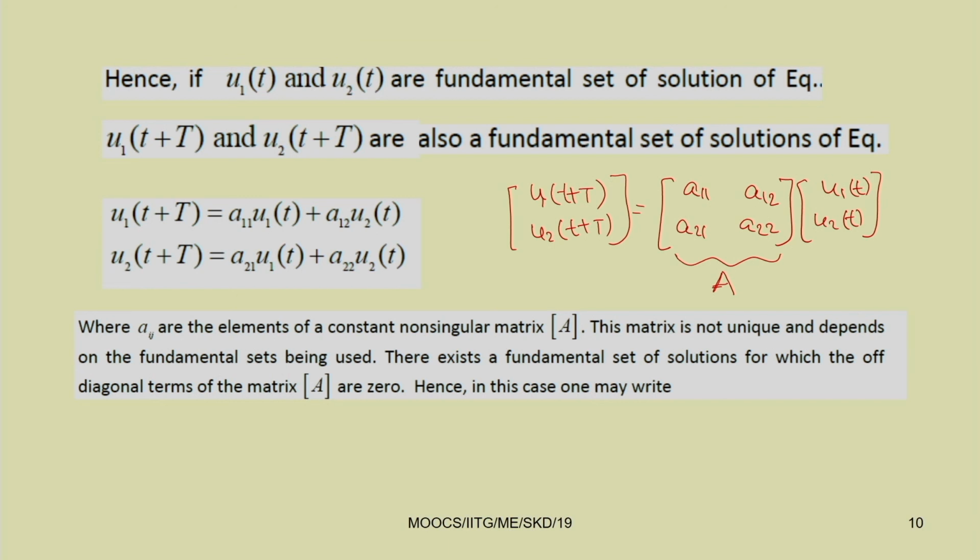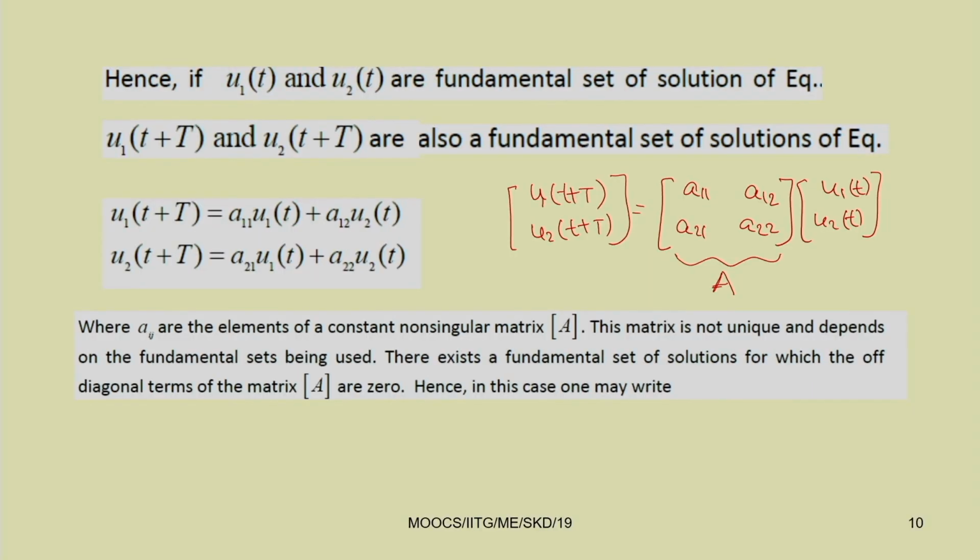So, starting with u1(t) and u2(t) with some initial condition, we can find the response after one cycle. Knowing that response, we can write it in this form. You just see this matrix is not unique and it depends on the fundamental set being used. We can use different sets of u1 and u2 and have different sets of A for finding this response. We can choose u1 and u2 in such a way that we get this A matrix diagonal, then this equation will be uncoupled.